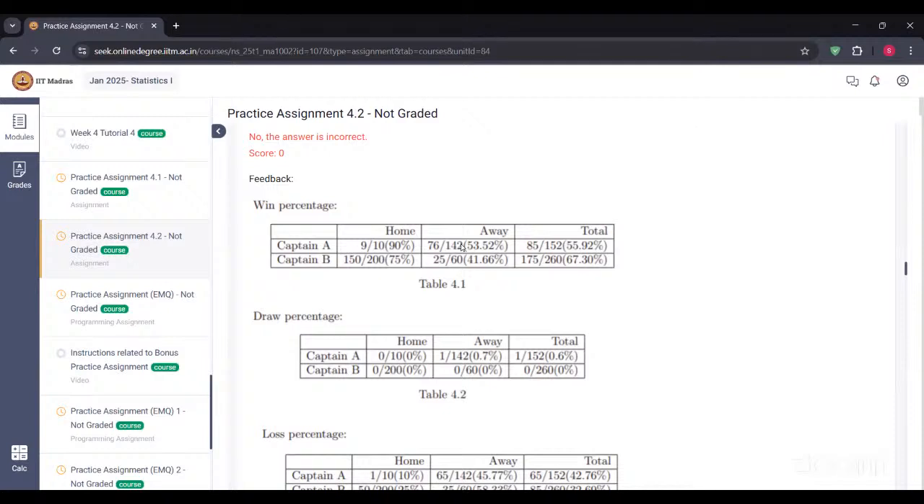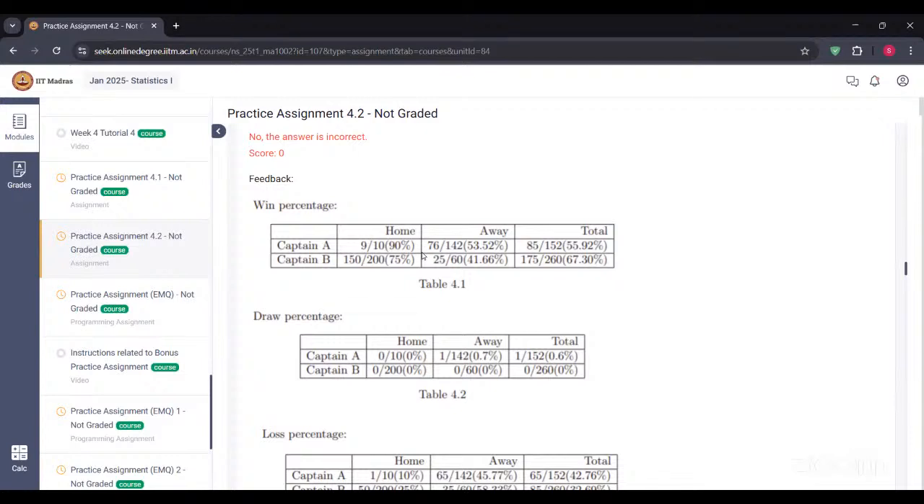I'm not getting your point. No, no, because the number of matches that Captain B has at home is 150 out of 200, and the case for A, so my question is, if Captain A, let's say both of them have an equal number of matches.